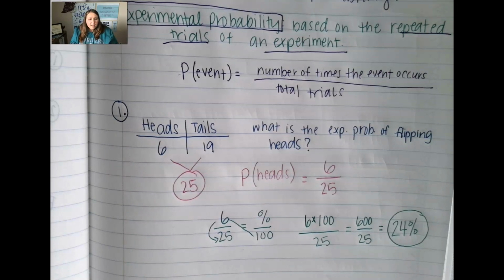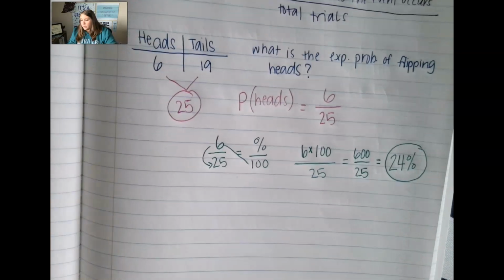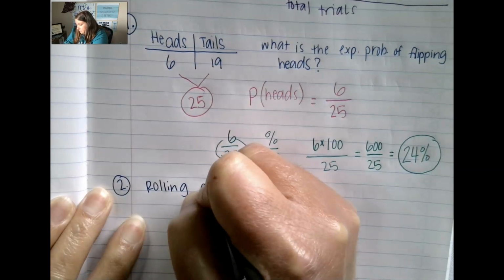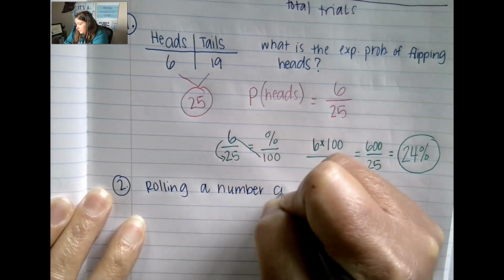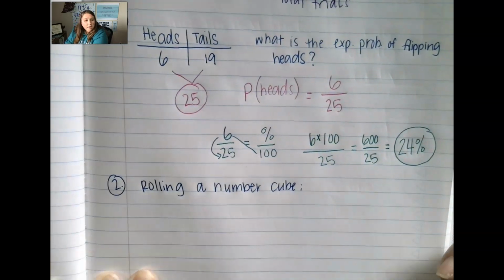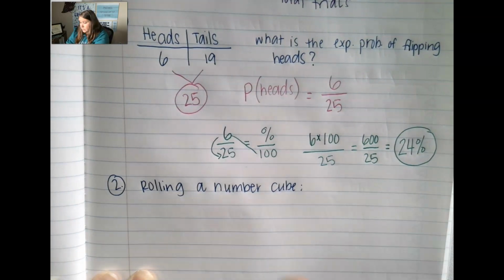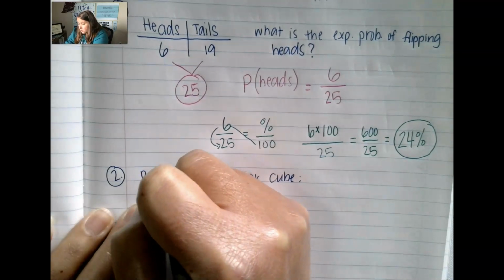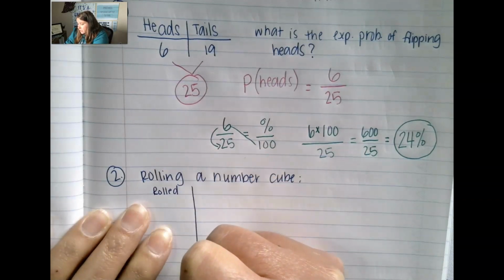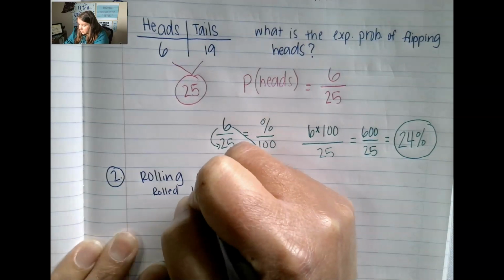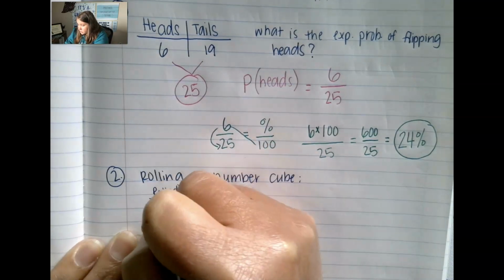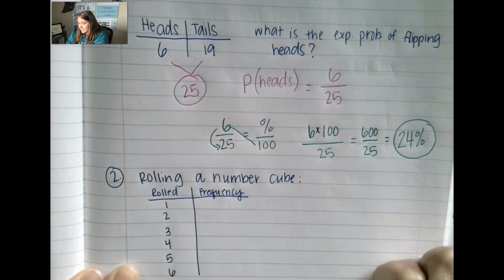Example number 2 is that we are rolling a number cube. This is also known as a dice, or a die, just one. Okay, the number rolled and the frequency. So after we do our trials, this is the data that we collect. So here's the numbers rolled, and how many times after 30 rolls, so the frequency. So a 1, a 2, a 3, 4, 5, and a 6.